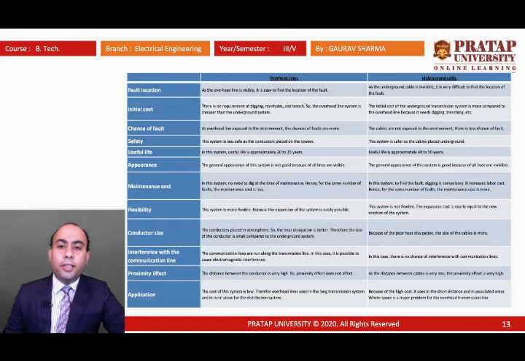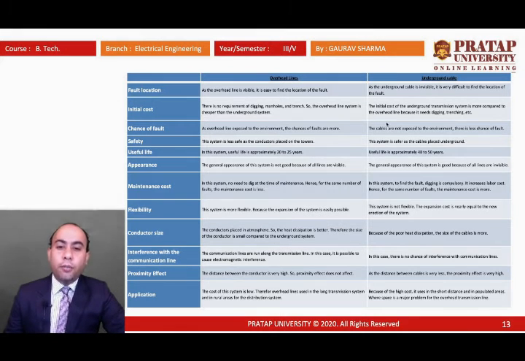In the case of overhead lines, the useful life is approximately 20 to 25 years. When we talk about underground cables, the useful life is 40 to 50 years. So it is clear that the overall useful life or lifetime is larger in underground cables. In overhead lines, the appearance of this system is not good because all lines are visible. The underground system is good because lines are invisible. There is no visibility of lines, so it is good.